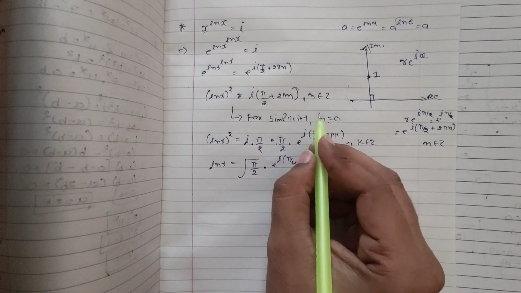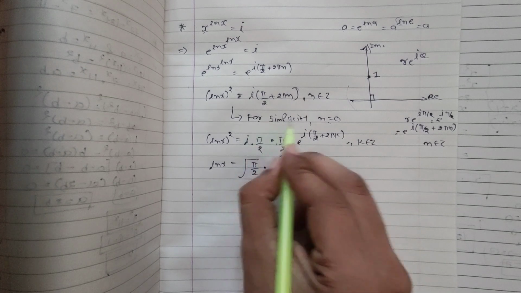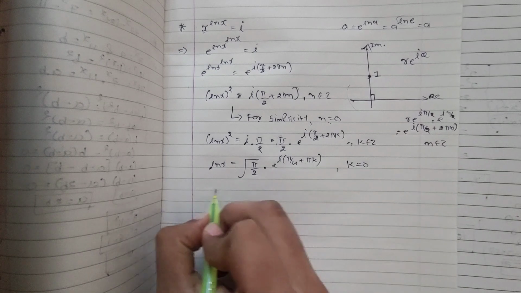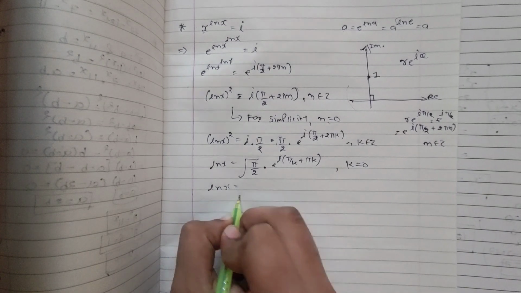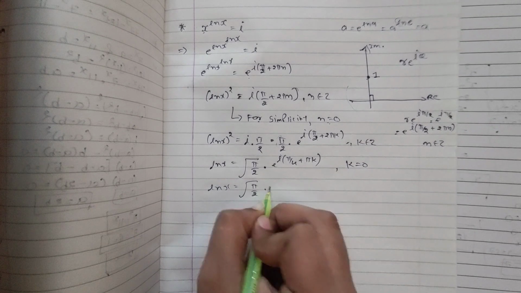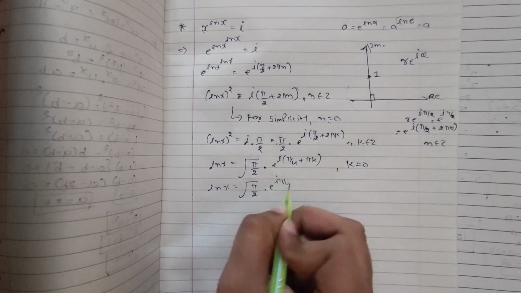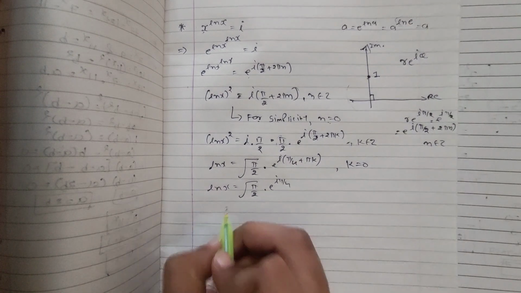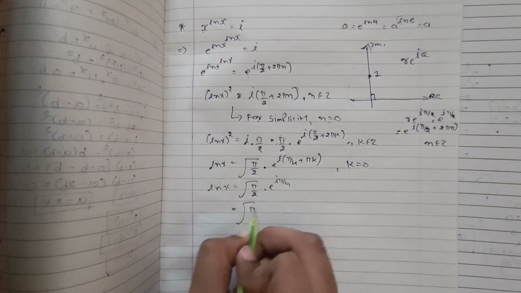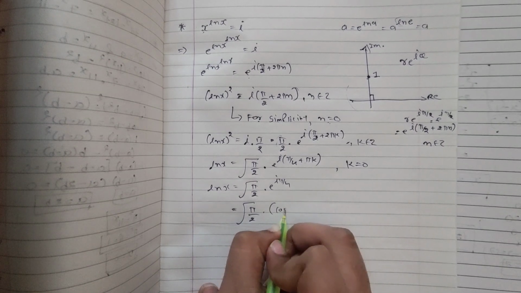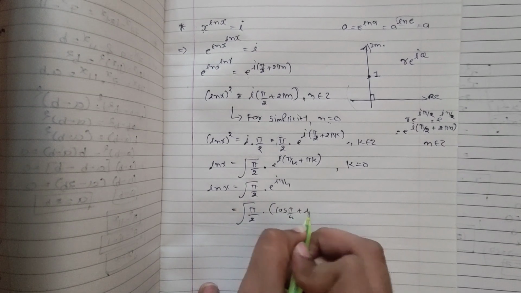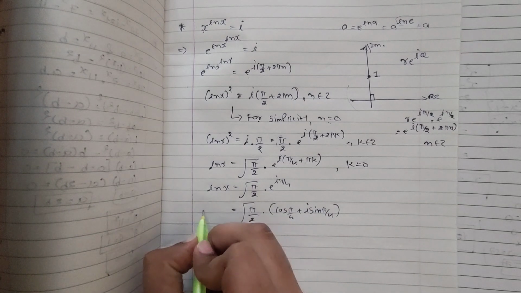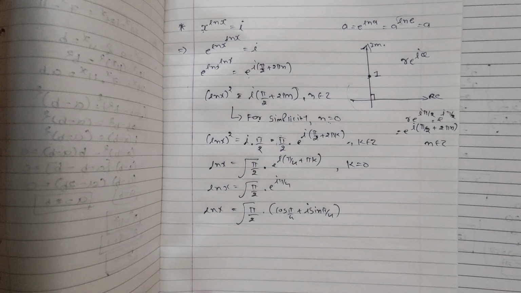Now again, as I said here, for simplicity I have taken n equal to 0. In this case also, if I take k equal to 0, then it will become ln x equals under root pi by 2 into e raised to iota pi by 4, since pi k will become 0, right? I hope you got it. Now another thing that I can write: e raised to iota pi by 4 as cos pi by 4 plus iota sin pi by 4.